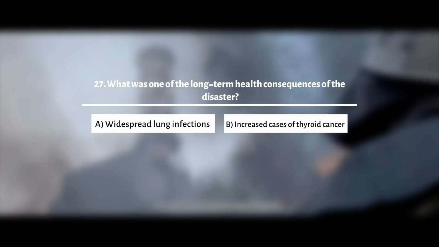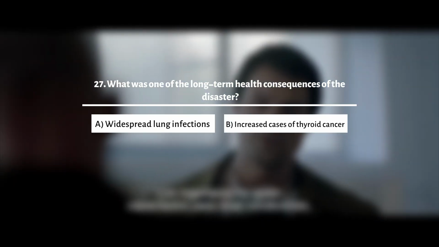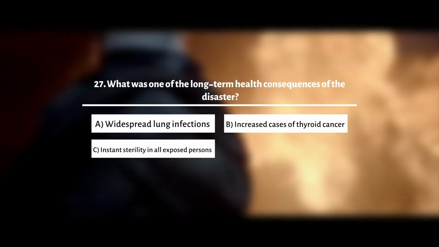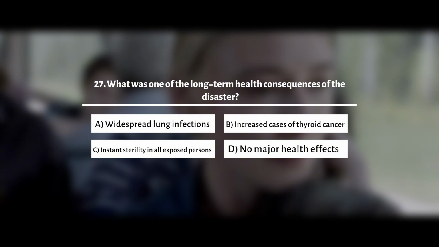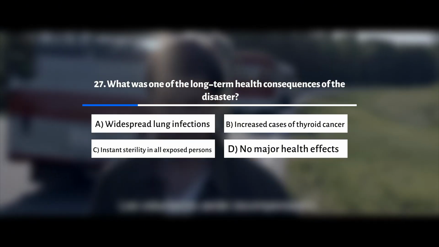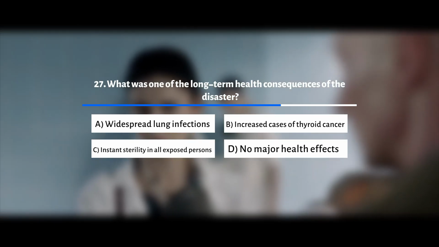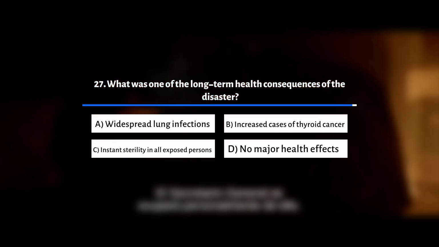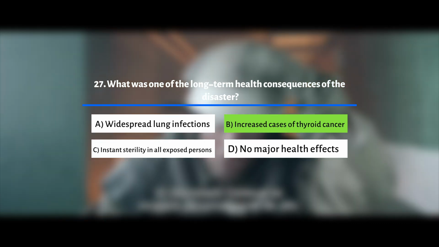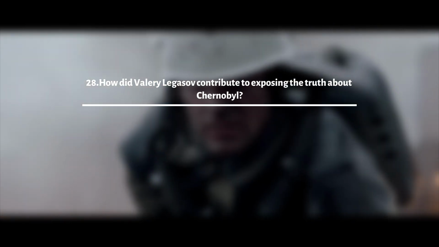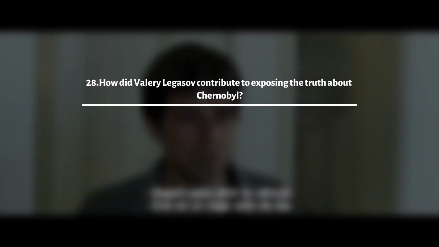A. Widespread lung infections. B. Increased cases of thyroid cancer. C. Instant sterility in all exposed persons. D. No major health effects. Correct answer, increased cases of thyroid cancer. 28. How did Valery Legasov contribute to exposing the truth about Chernobyl?